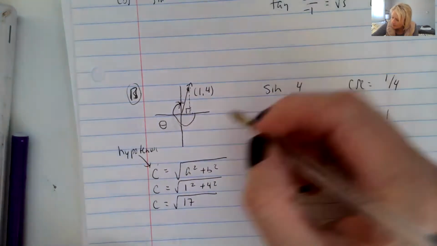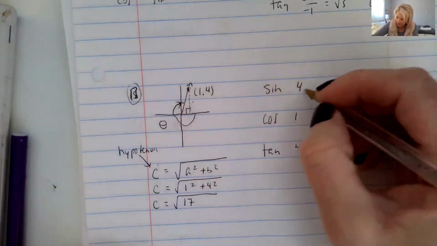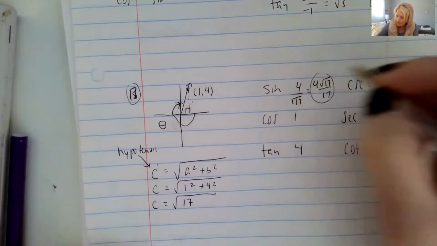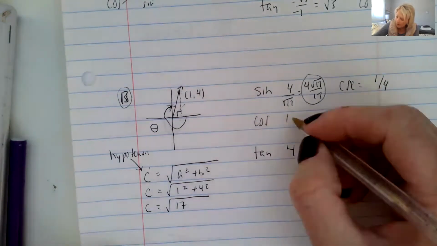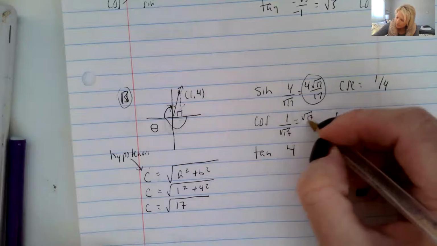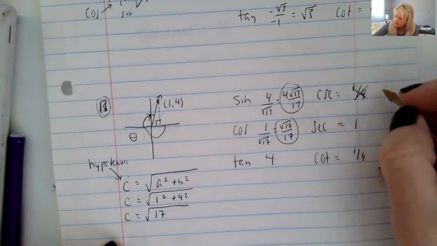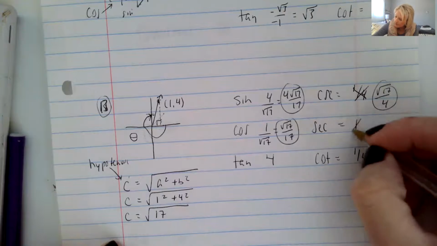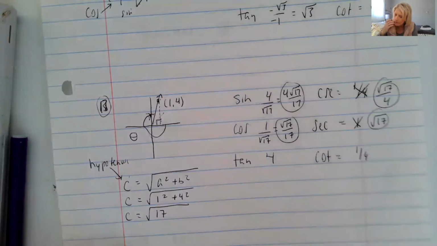So C is equal to the square root of 17. So sine really should have been the opposite over the hypotenuse, which would be 4 over square root of 17. But when we rationalize that, it's 4 times the square root of 17 over 17. Cosine should have been 1 over the hypotenuse. So that would have been 1 over square root of 17, and so a square root of 17 over 17. Then cosecant would be the square root of 17 over 4. Secant would be the square root of 17. Sorry about that. And then tangent would be 4 and cotangent would be 1/4.